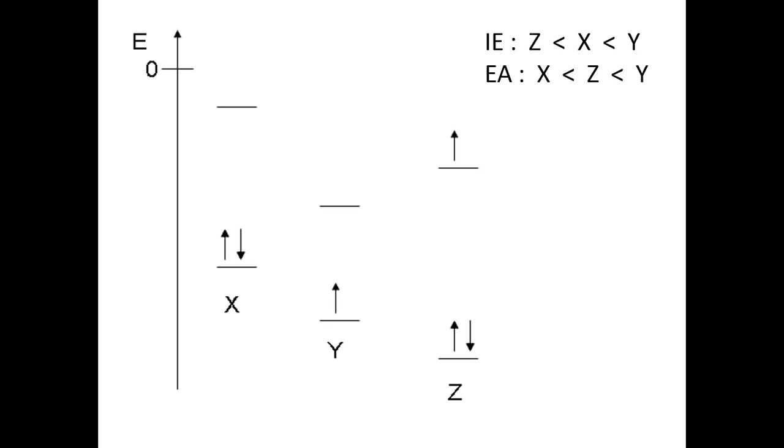One final point to make. In looking at trends on the periodic table, we said that ionization energy and electron affinity had the same trends. But here, they are not identical. Why is that?